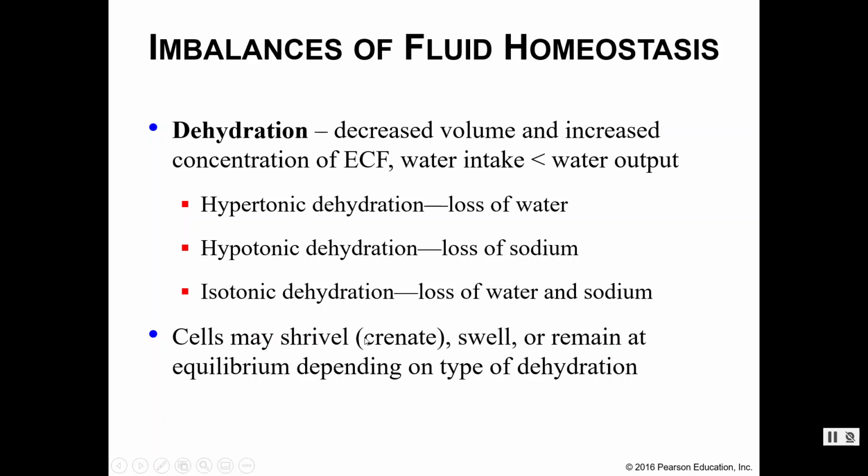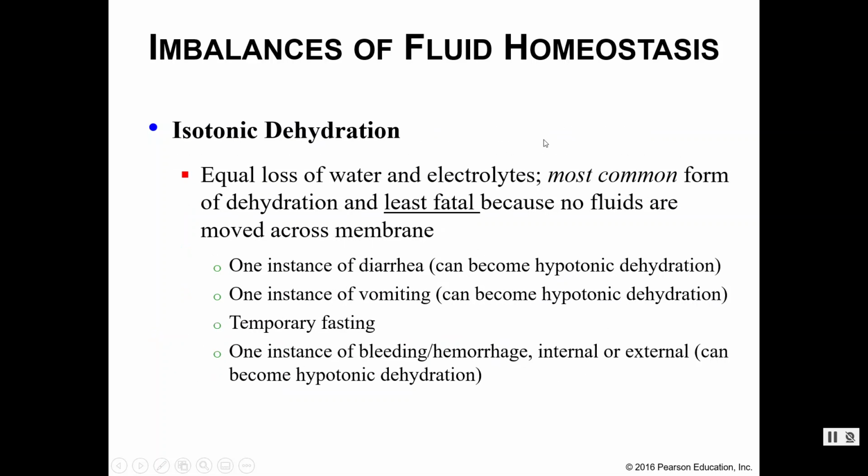They could shrivel or crenate. They could swell, and if they swell enough, they could lyse or pop. Or they might not change much at all visually. Okay? It just depends. So, here we go. Isotonic dehydration is equal loss of water and electrolytes. This is the most common form of dehydration, and probably the one you are most familiar with. This is the least fatal because we are not moving fluids across any of the membranes.